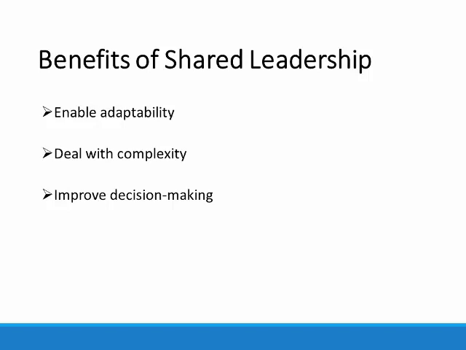The other thing is dealing with complex issues. It's often easier when you have shared leadership to manage complex issues because it's the idea that two heads are better than one. The types of complex issues that a chapter might face: fundraising is a thing that a lot of our chapters do, and the more complex fundraising gets, the more people that you need to have involved.